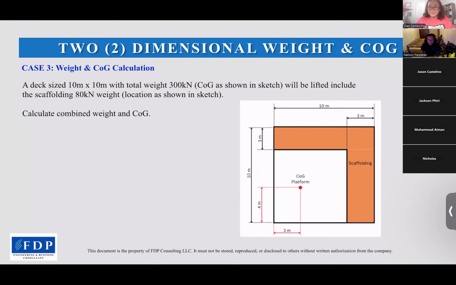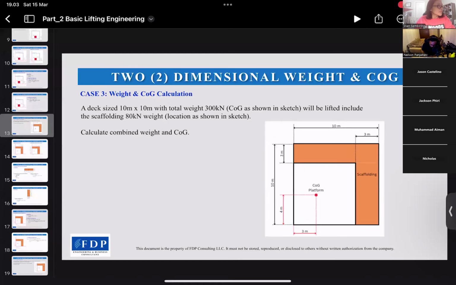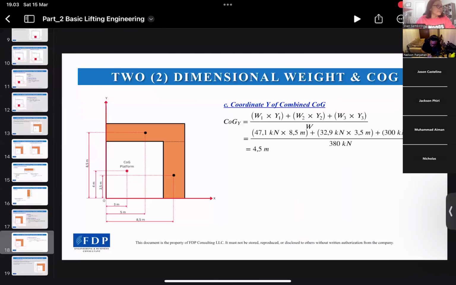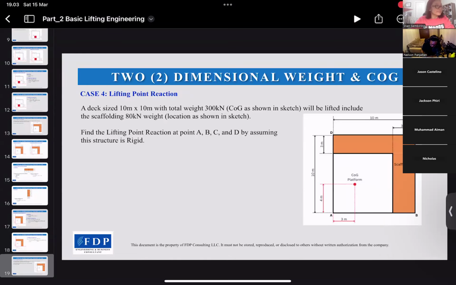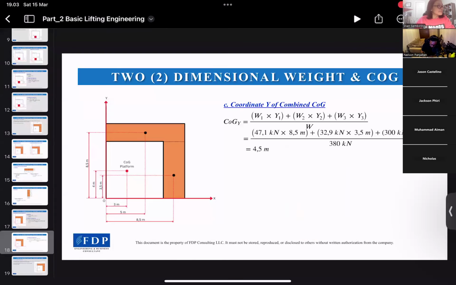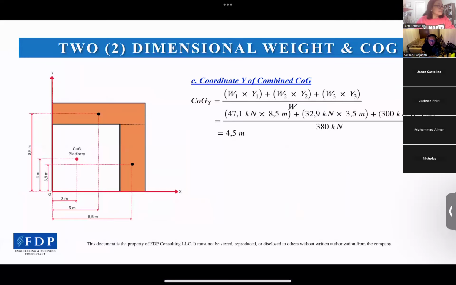No problem. Is there any question? So we are already done with the COG calculation, so we will continue with the lifting point reaction.